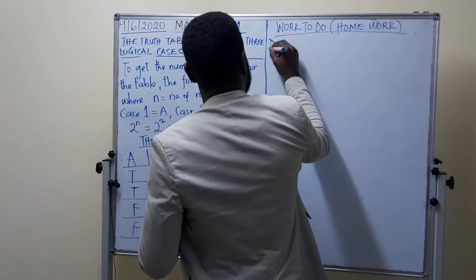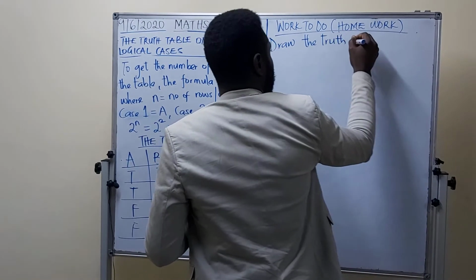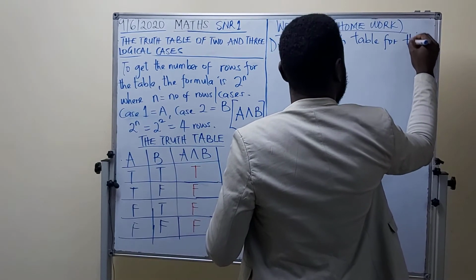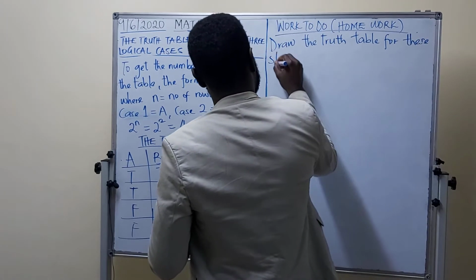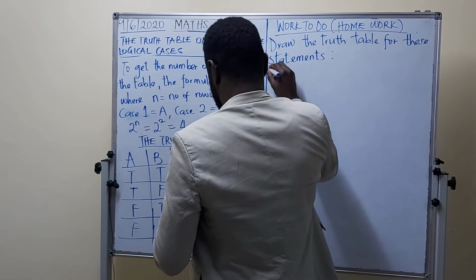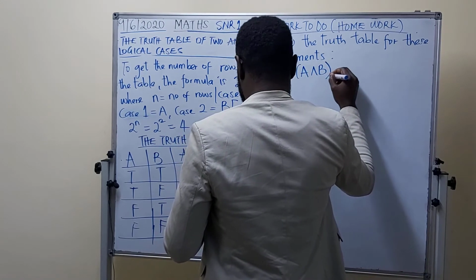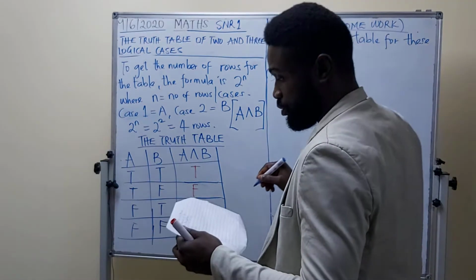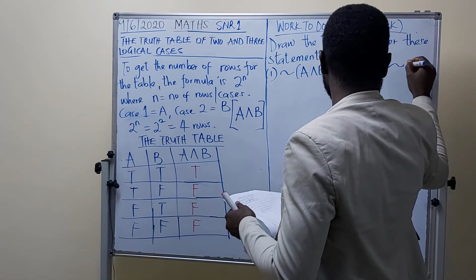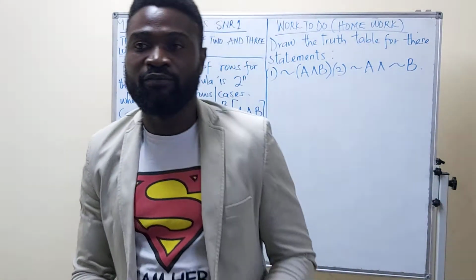So it says, draw the truth table for this statement. One, not A and B. Then two, not A and not B. So these are the two statements, and that brings us to the end of the class today.